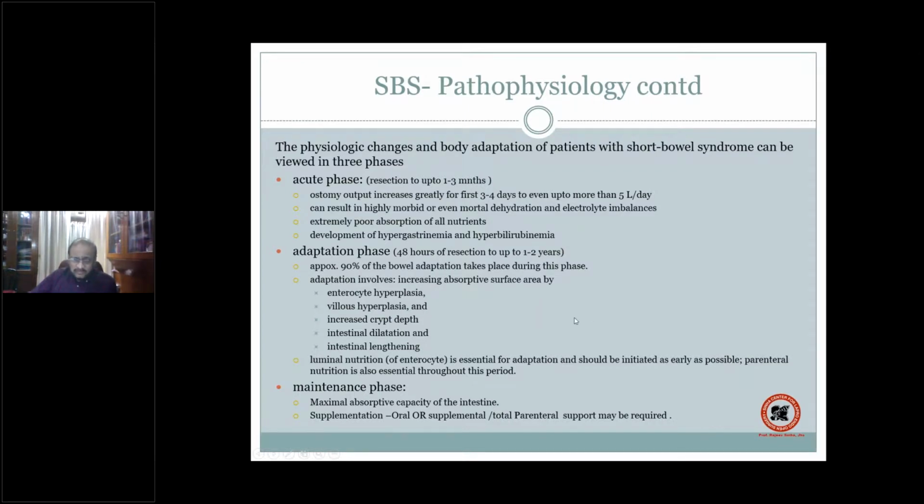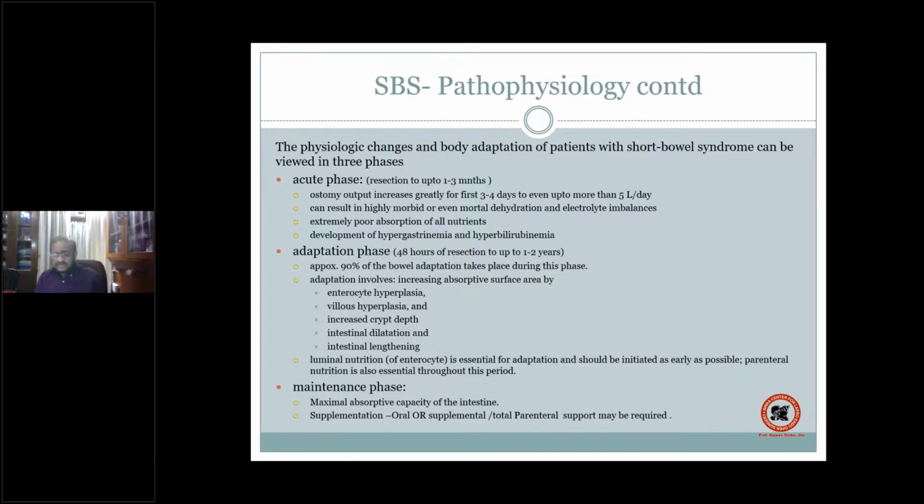And what does adaptation involve? Number one, there is hyperplasia of the enterocyte, right? The size increases, the function increases, the villus hyperplasia occurs. And because of enterocyte hyperplasia, villus hyperplasia, what's going to happen? The crypt depth increases, the crypt becomes deeper. And because the crypt depth becomes deeper, there is intestinal dilatation and intestinal lengthening occurring at the same time. So this is how the adaptation is occurring.